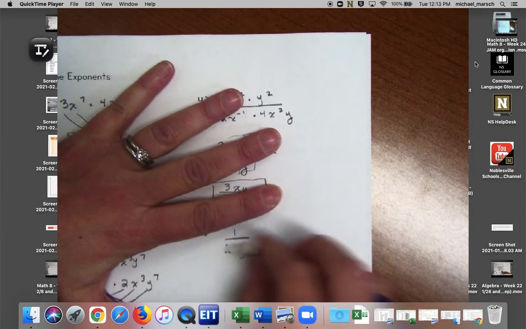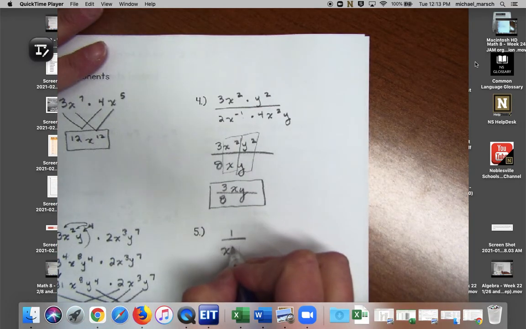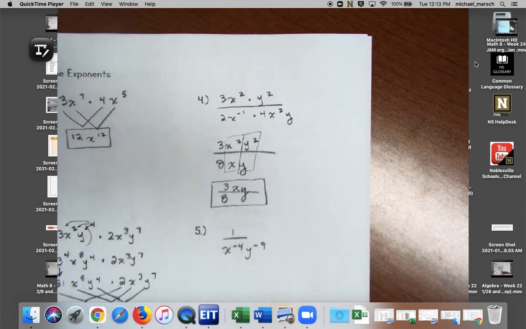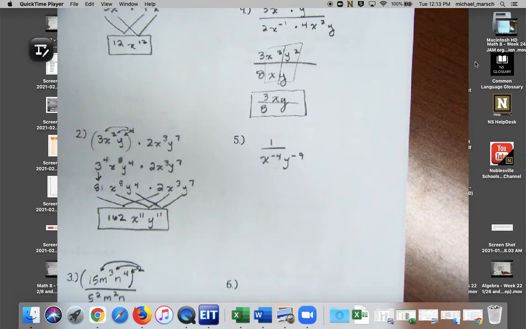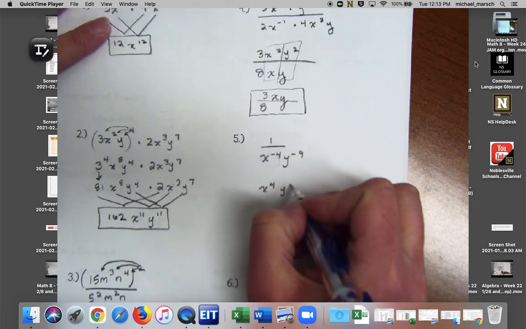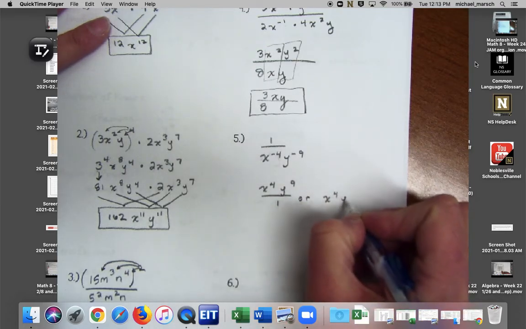Last example. 1 over x to the negative 4, y to the negative 9. I just flip it and make the exponents positive. So I have x to the 4th, y to the 9th over 1. Or I could just say x to the 4th, y to the 9th.